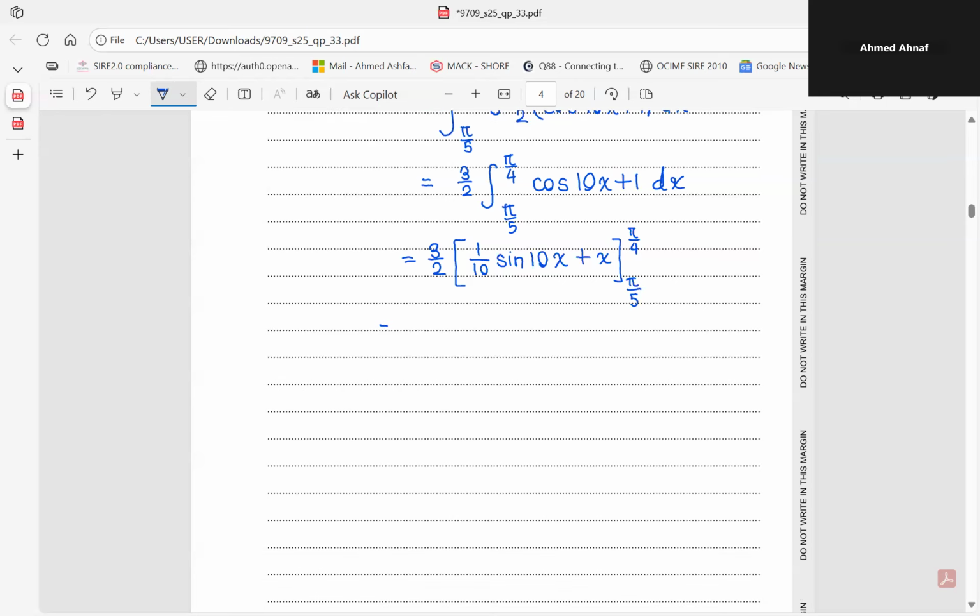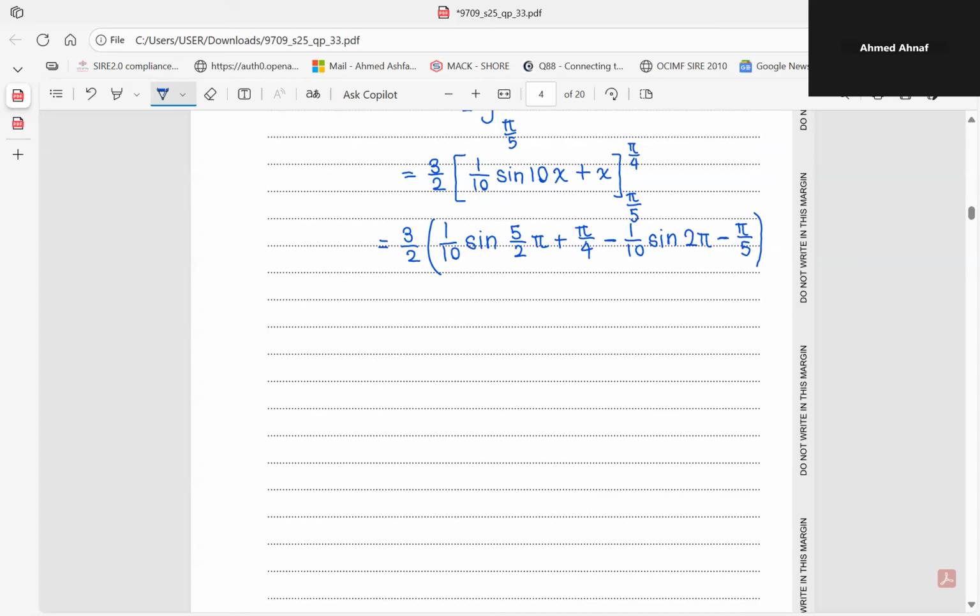All right, now we can put our limits. So pi over 4, we'll get 1 over 10 sine 10 times pi over 4. That is 10 times pi over 4, you'll get 5 over 2 pi, plus pi over 4. And this is minus 1 over 10 sine 10 times pi over 5. You'll get 2 pi minus pi over 5.